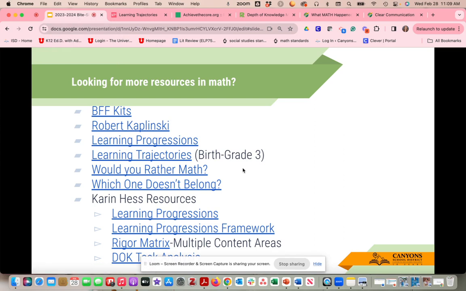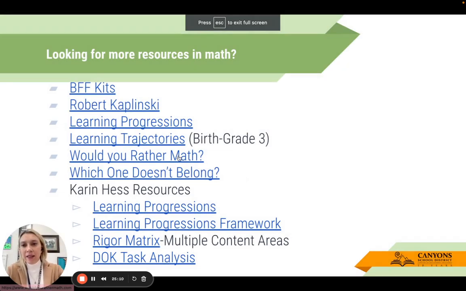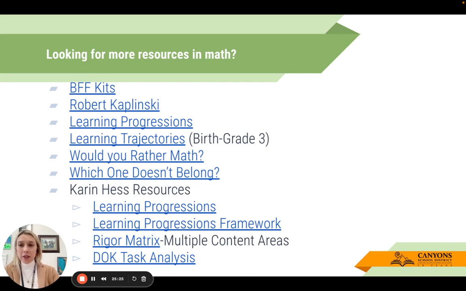These next ones are kind of fun ones that you can do as warm-up. So similar to what we did at the beginning of this, where I had you look at the image and subitize which one was greater and justify. There's would you rather math, and then which one doesn't belong. So would you rather math gives students two options, and they pick through math which one they'd rather do. A very basic example could be something like, would you rather collect $1 a day until you're 18, or would you rather get $100 a year for the rest of your life? Okay, so that's that would you rather piece.